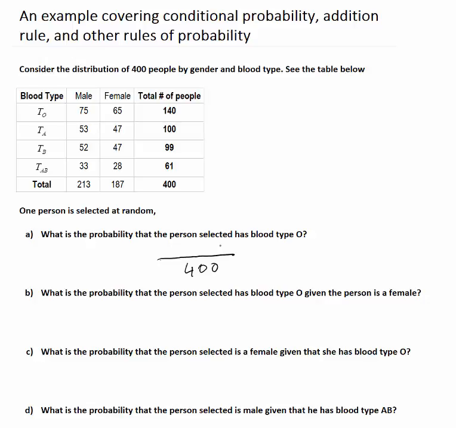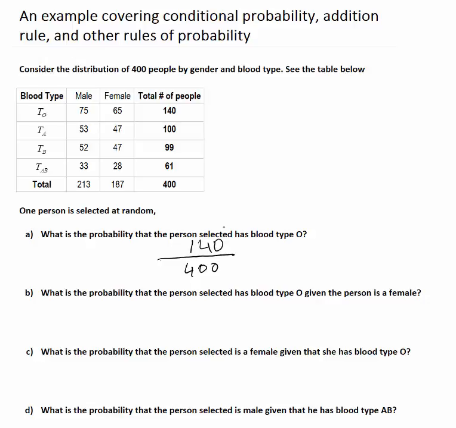Now the top number, the numerator, should be the favorable outcomes. We want a person who has blood type O. It doesn't matter whether male or female. How many people have blood type O? We have 140, so your answer will be 140 divided by 400. You can simplify your answer if the question says so.